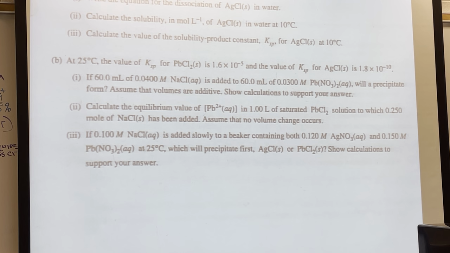KSP is just multiply the values. So what's the molar mass of that for AgCl? It's probably like 143 to me. KSP. What's the grams? Good. Okay. Lucky. I don't have it.